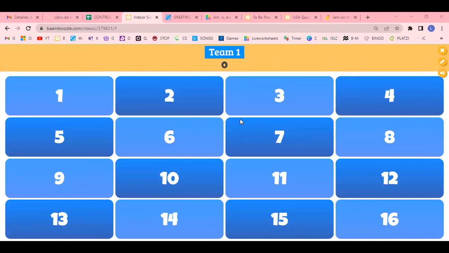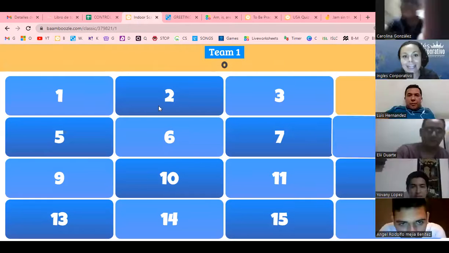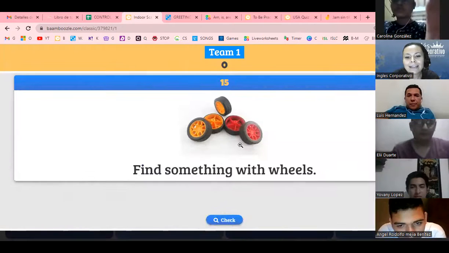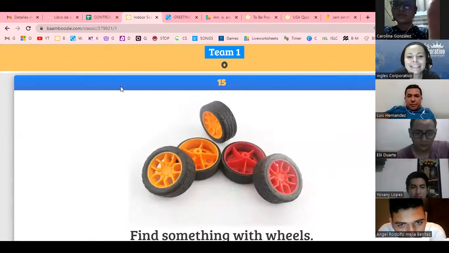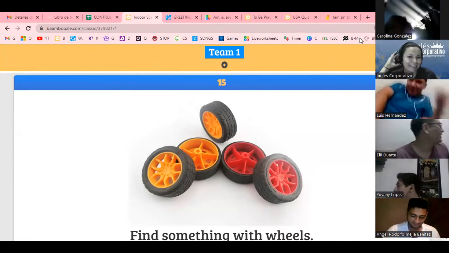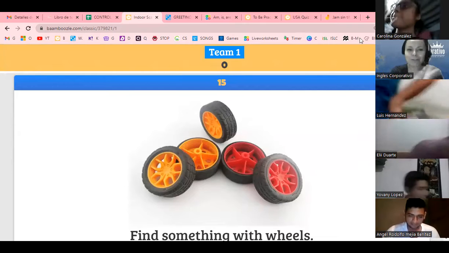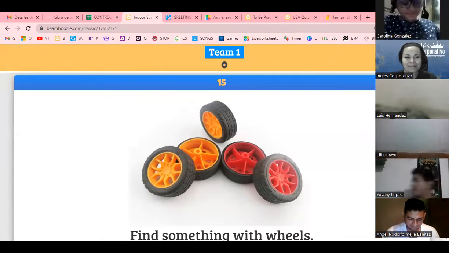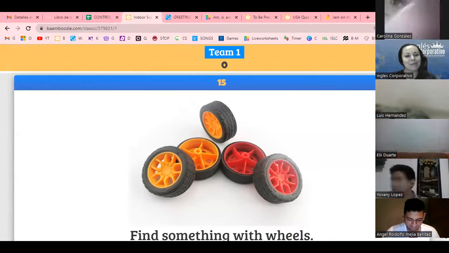And let's go. Wait a second. He will be here, ¿ok? Can you see the numbers? Okay, let's start. Something with wheels. Algo que tenga rueditas. Can you show me something that has wheels? Algo que tenga rueditas. Show me. I want to see something that has wheels. Nothing? No, I don't believe you.